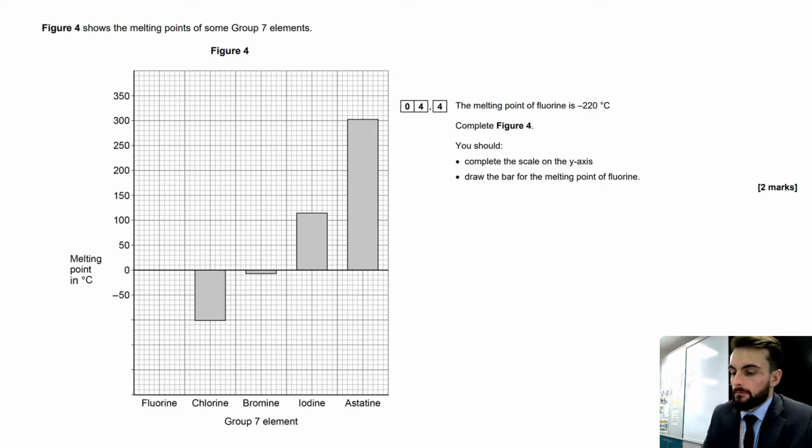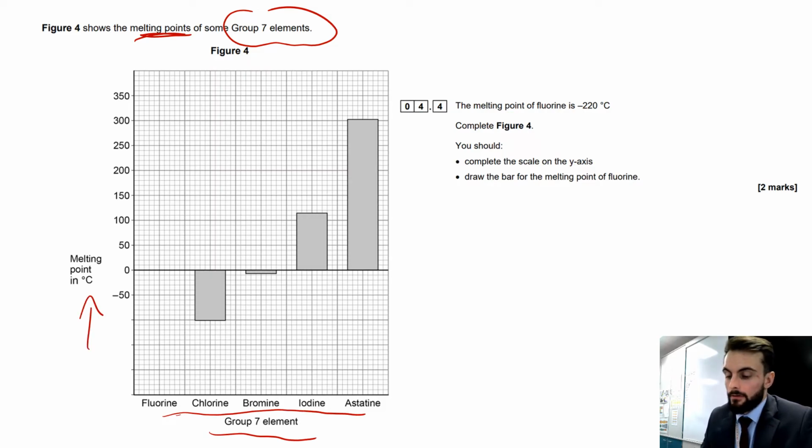Figure 4 shows the melting points of some group 7 elements, and it highlights the names of all the group 7 elements at the bottom. And up the side, the melting points. There's your scale. The melting point of fluorine is minus 220 degrees Celsius. Complete figure 4, and then it says you should complete the scale on the axis and draw the bar for the melting point of fluorine.